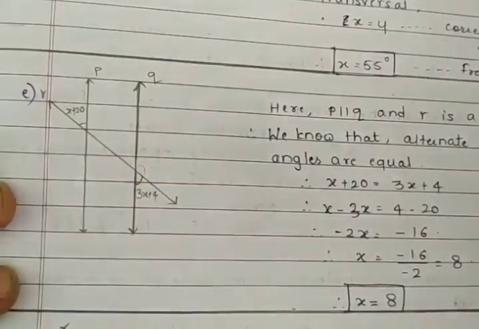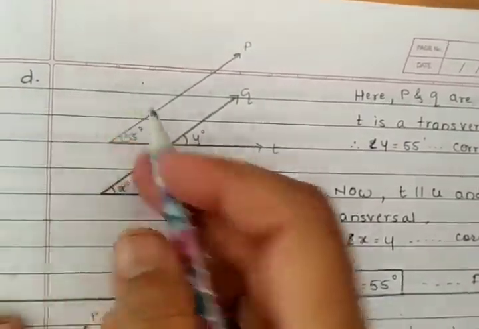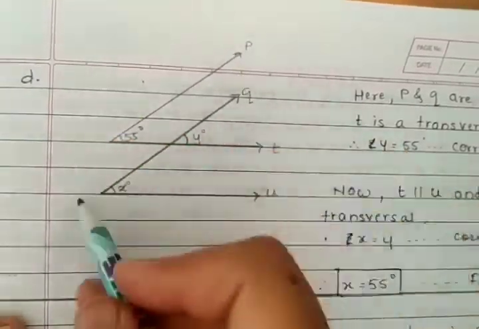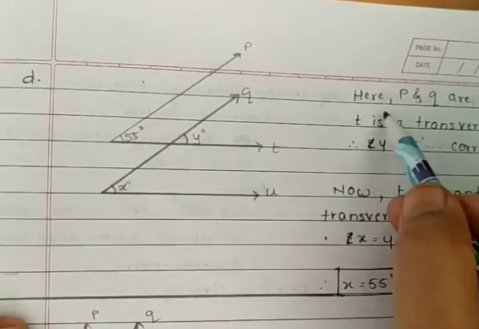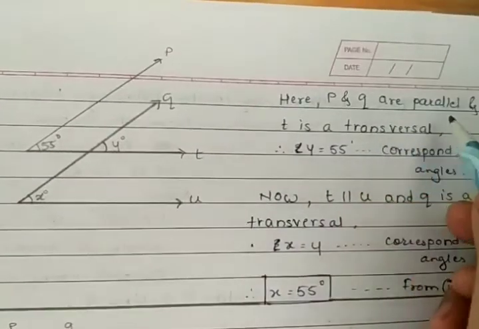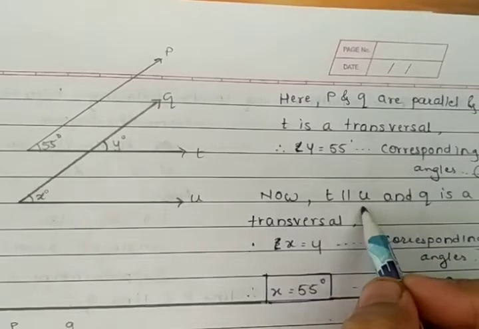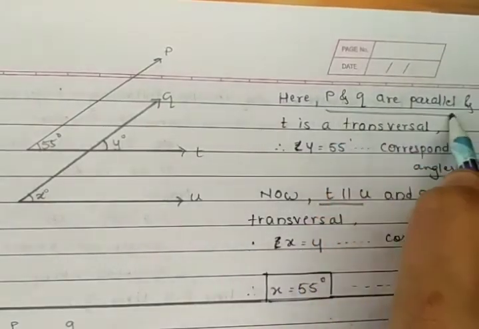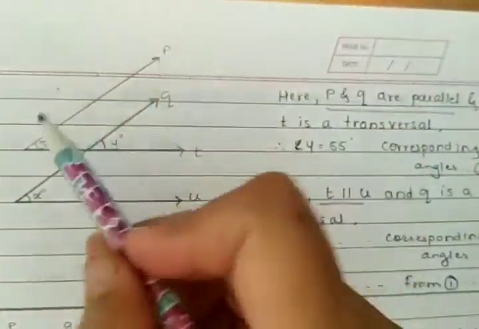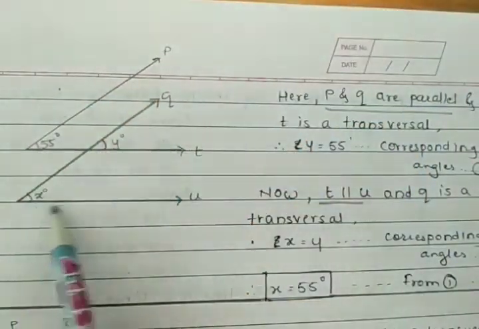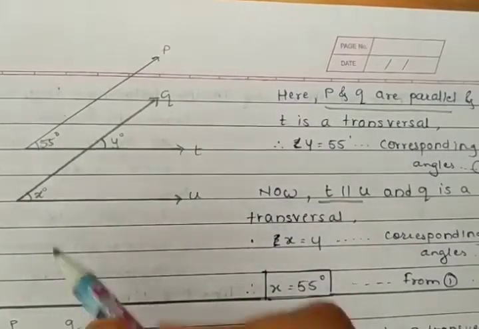Now we'll see the next one. See, this is your diagram. Look at the diagram neatly. What is given over here? P and Q are parallel, and T and U are parallel. These two things are given to you, see them in your diagram in your textbook. They said to find the value of x.